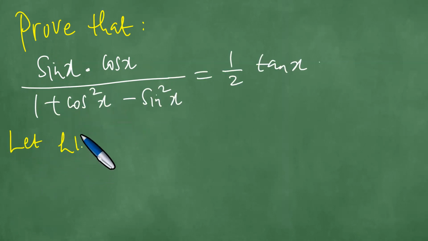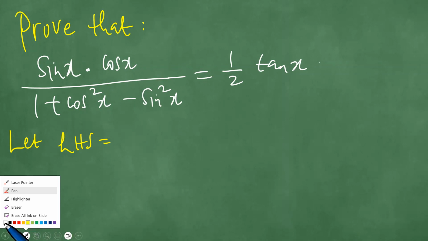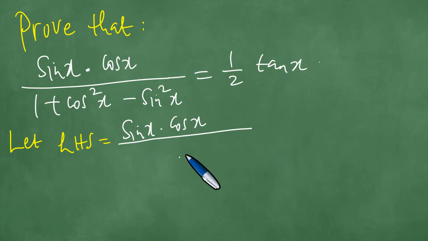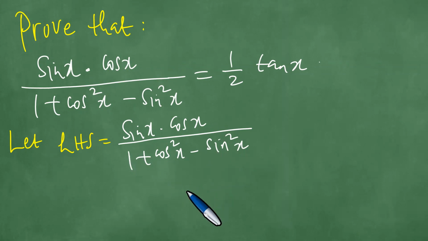I'm going to take the left-hand side, because you take the most complicated side and simplify it. The left-hand side is more complex, there are more terms. So we have sine x times cosine x, divided by 1 plus cosine squared minus sine squared. What do we do here, anyone? How do we simplify this?